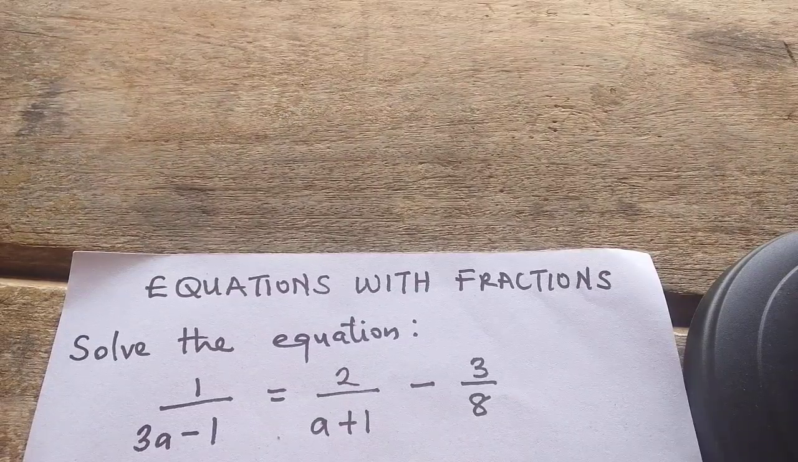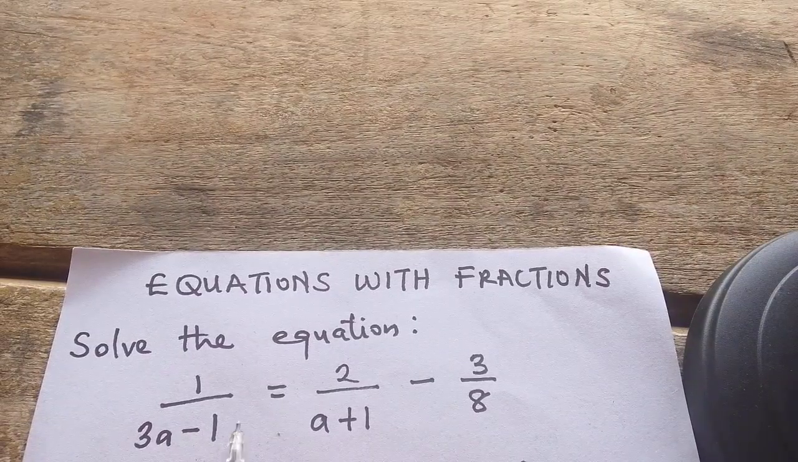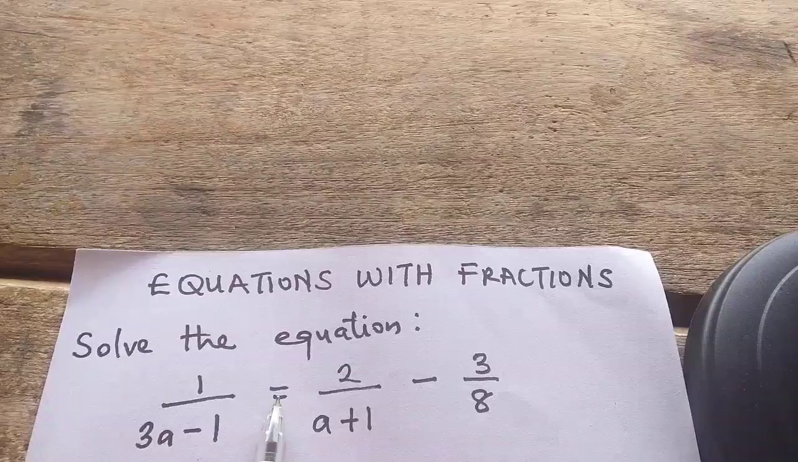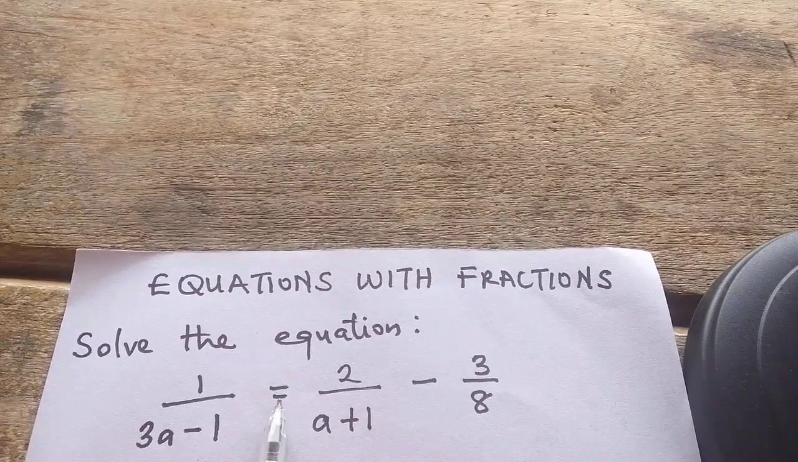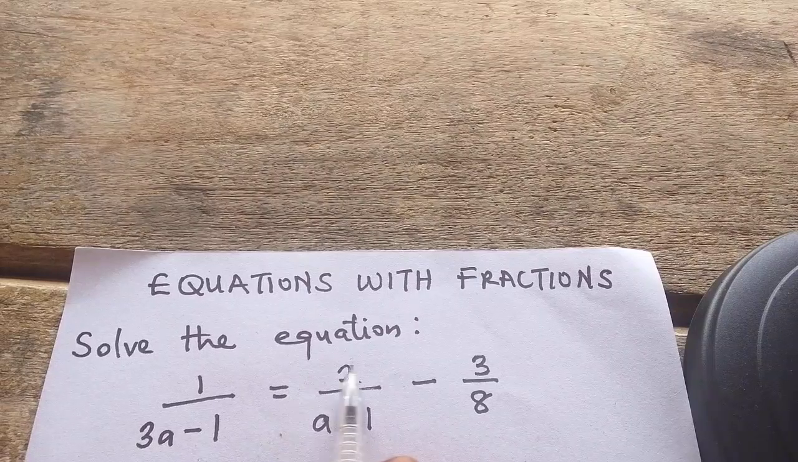Equations with fractions. You are given this: solve the equation 1 over 3a minus 1 equals 2 over a plus 1 minus 3 over 8. Now when you talk of an equation, it will have an equality sign. So this is an equation because it has an equality sign. So this is equal to this.